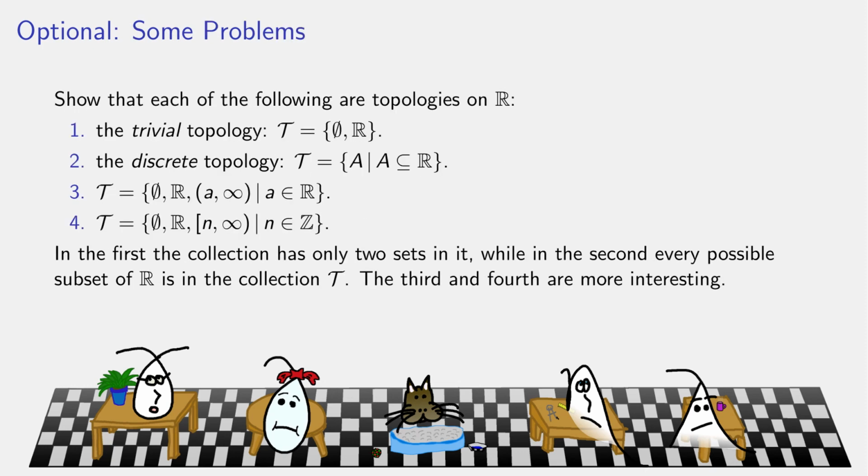So some final results to work on. Here are 4 examples of topologies on the real numbers. The first one only has 2 things in it, the empty set and the reals. The second has all subsets. The third and the fourth are a little more intricately defined, but try to show that they satisfy that definition of being a topology. It contains the empty set, it contains the reals, any union of things in the set will make another thing in the set, and any finite intersection of things in the set will make something in the set.